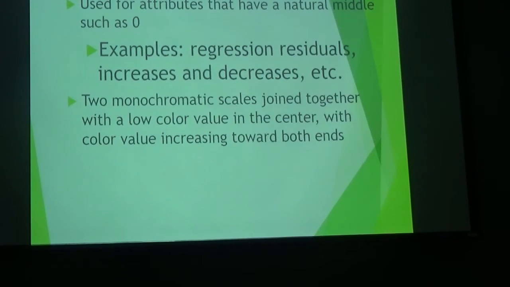What would be dichromatic? Just like two. Two, exactly. So in this case, 2 monochromatic scales join together. One comes in with a lot and decreases, and the other one increases to a lot. Yeah? Therefore you create a mixing color in between.